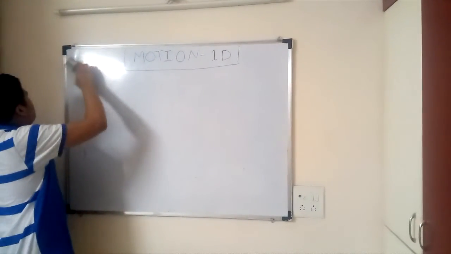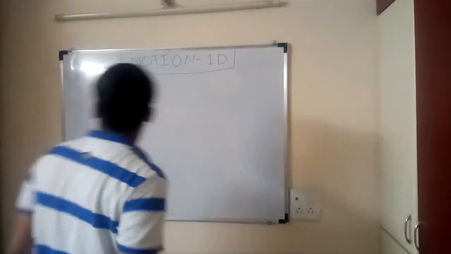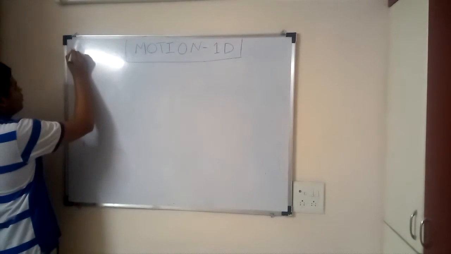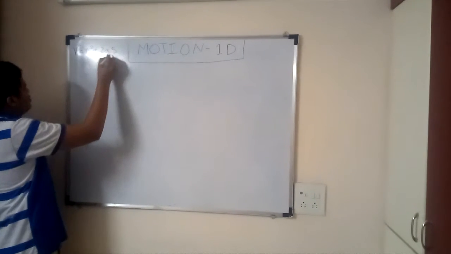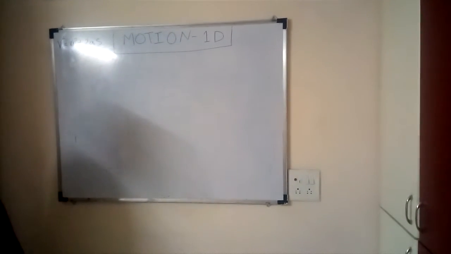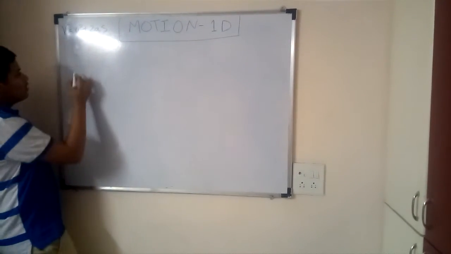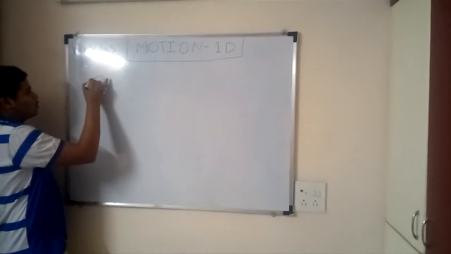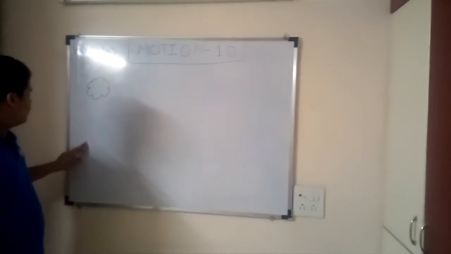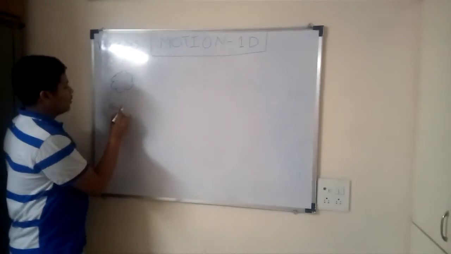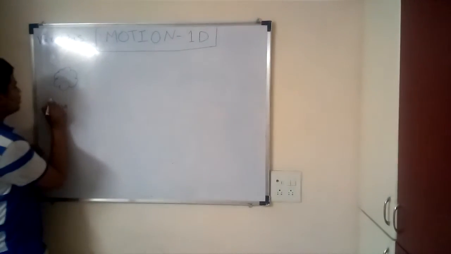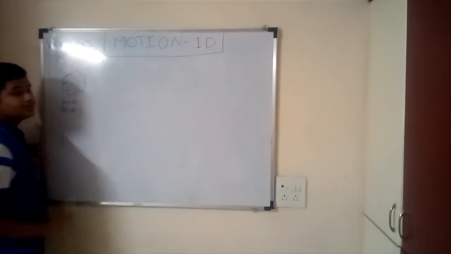Now, derivation of the second equation, v square is equal to u square plus 2as. Okay. Now, for this equation, I will consider a body. If this is a body and it is at rest, what do you understand by rest? That means it has initial velocity 0.